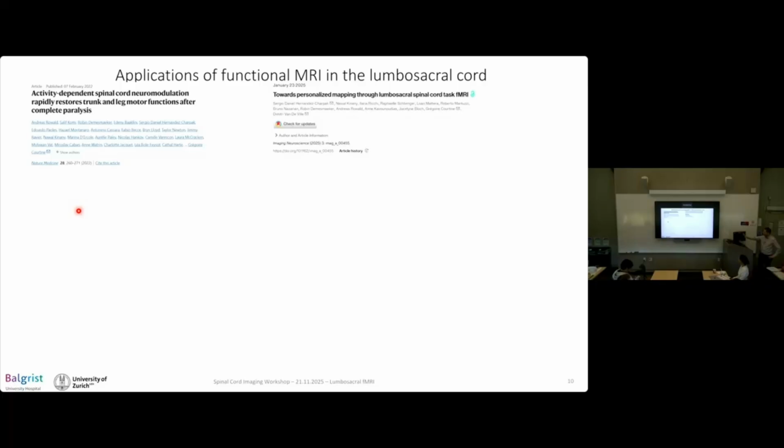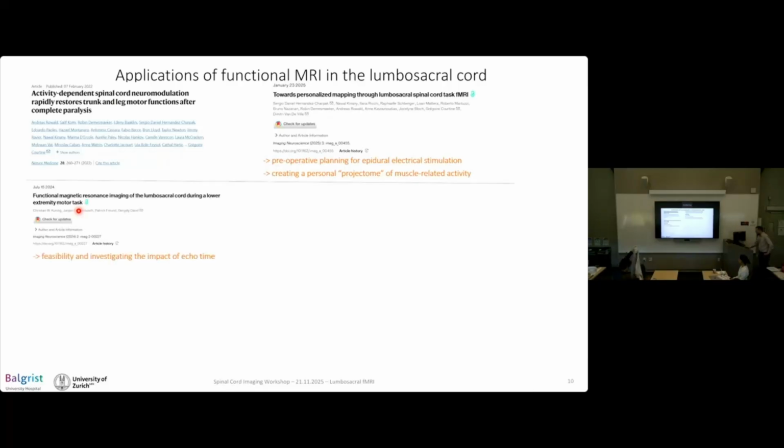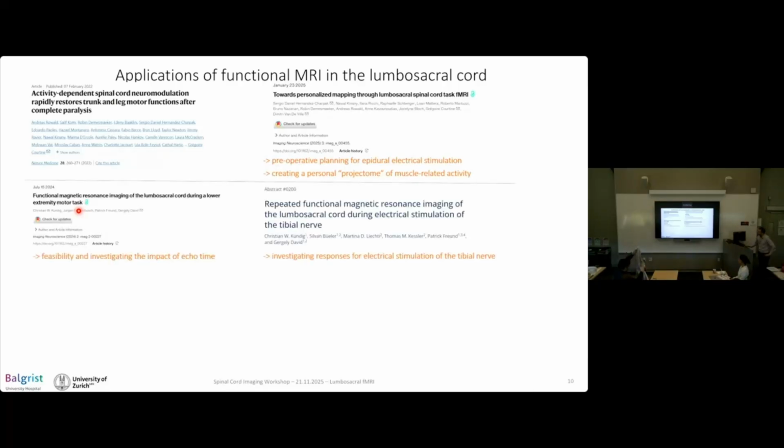For now, I'm going to focus on the task fMRI studies. 2 studies from the group of Dimitri and Grégoire Courtine. The first one was done in 3 patients. The second one was a larger, healthy cohort. These 2 studies focus, or the motivation for using fMRI was to help preoperative planning for epidural electrical stimulation. So they wanted to map the segments of the spinal cords that innervate certain muscles, which would help the placement of the electrodes. Then 2 studies from my group in Zurich.